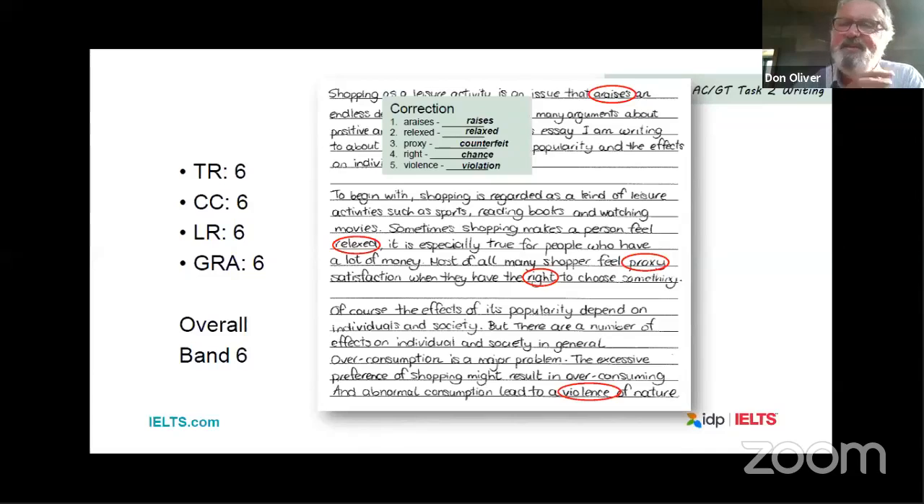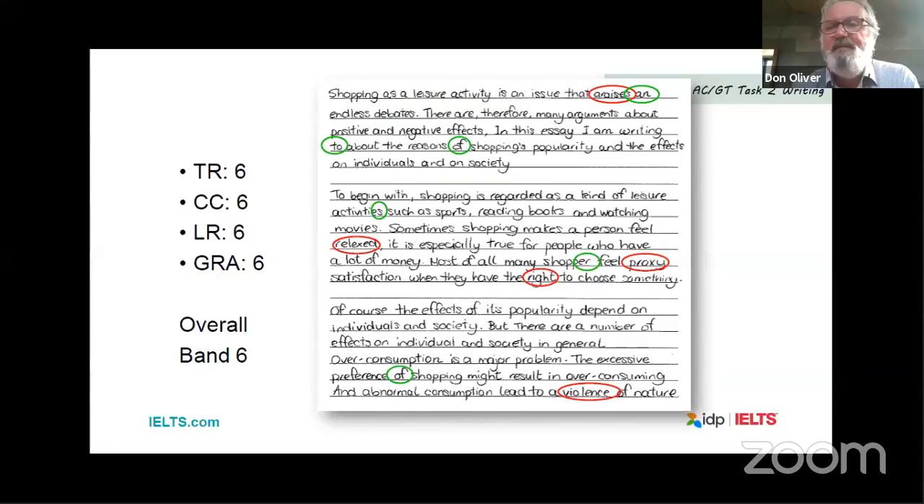This word "proxy" is not used correctly. Maybe it would be a better word to use "counterfeit satisfaction." Instead of using the word "right to choose," they should have the "chance to choose." "This word lead to violence of nature." Well, this word is the wrong word. "Violation of nature" is the correct word. This person needs to read more, talk more in English to other people, and pick up those words and learn how to spell them correctly.